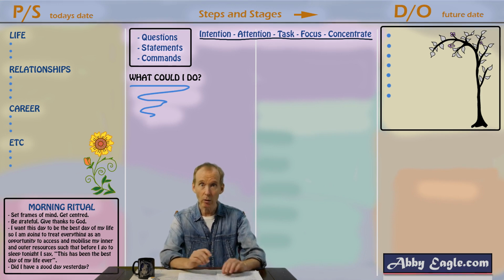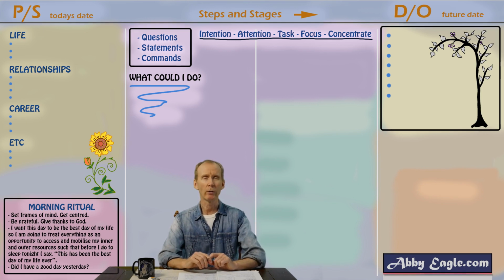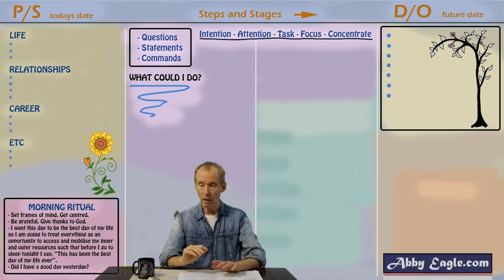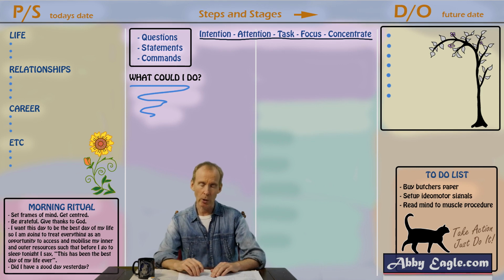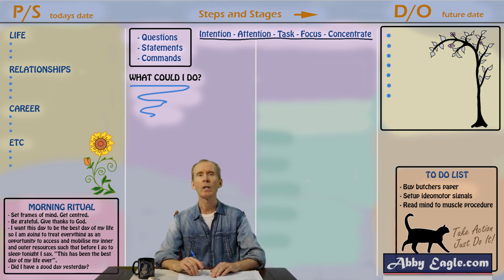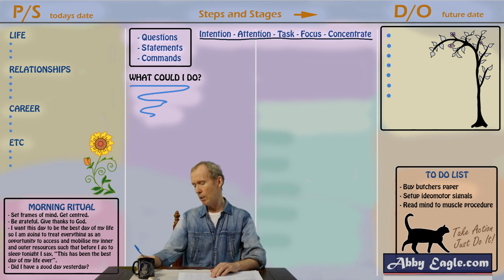So you write down the question on the paper, and then you answer it in bullet point form on the paper underneath. So this is a self-coaching exercise in which you write your thoughts down on the paper, and as you work through the self-coaching, you will find action thoughts arise. You go, aha. So you write them down in the to-do list at the bottom right of the page. For example, buy butcher's paper, set up idiomotor signals, clean out the garage.